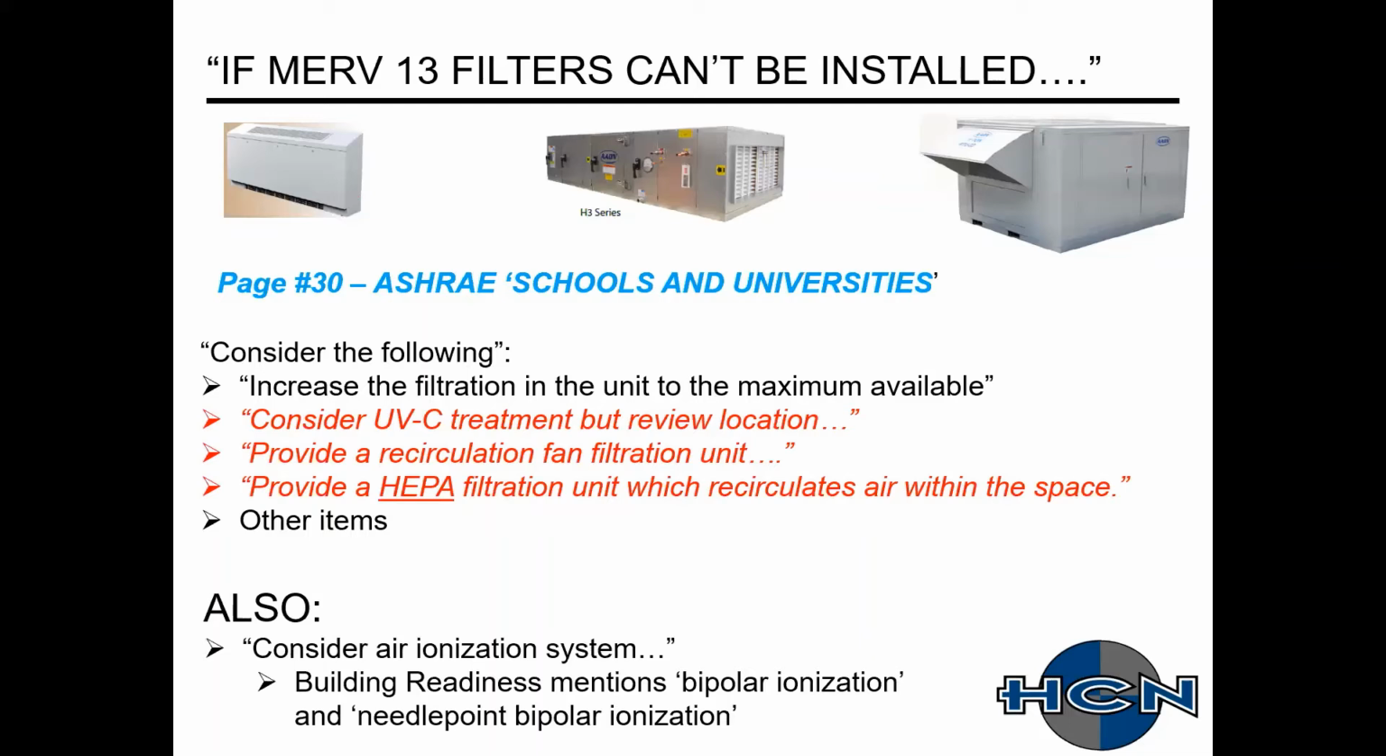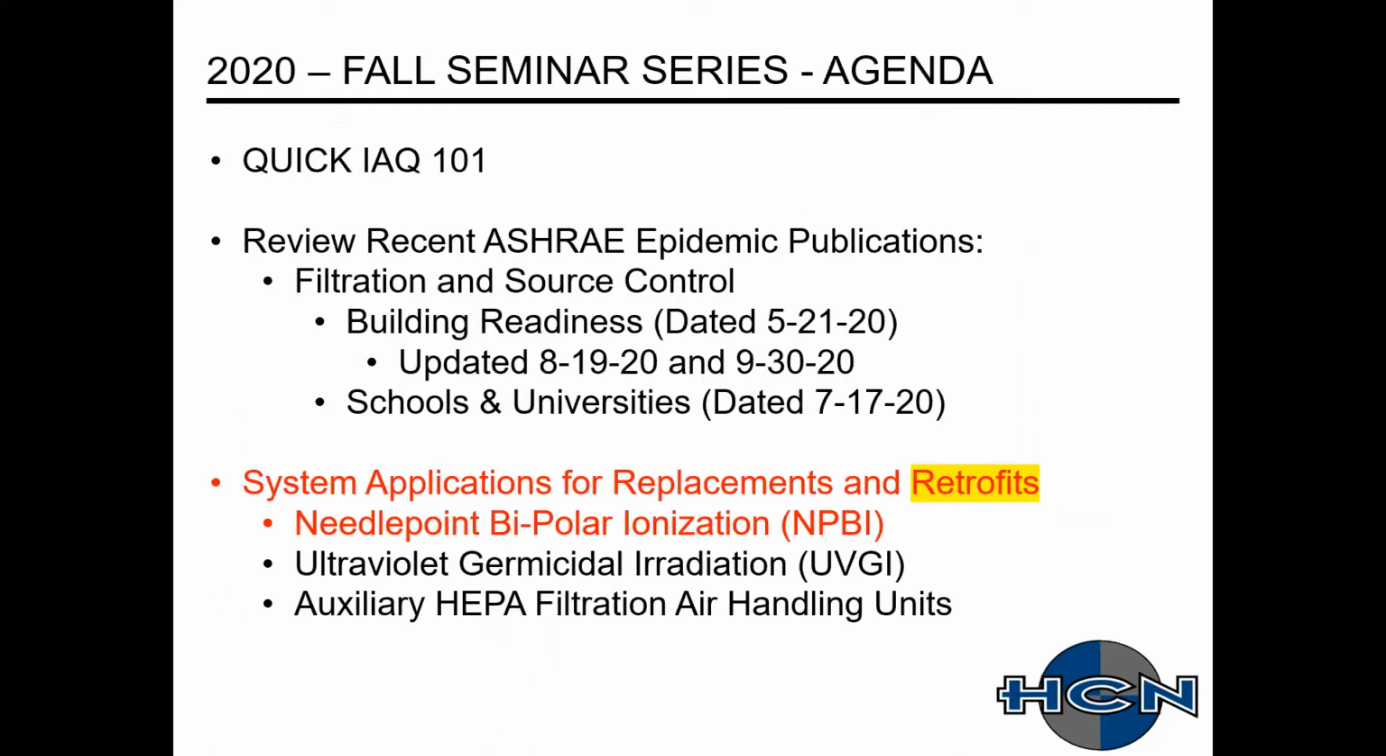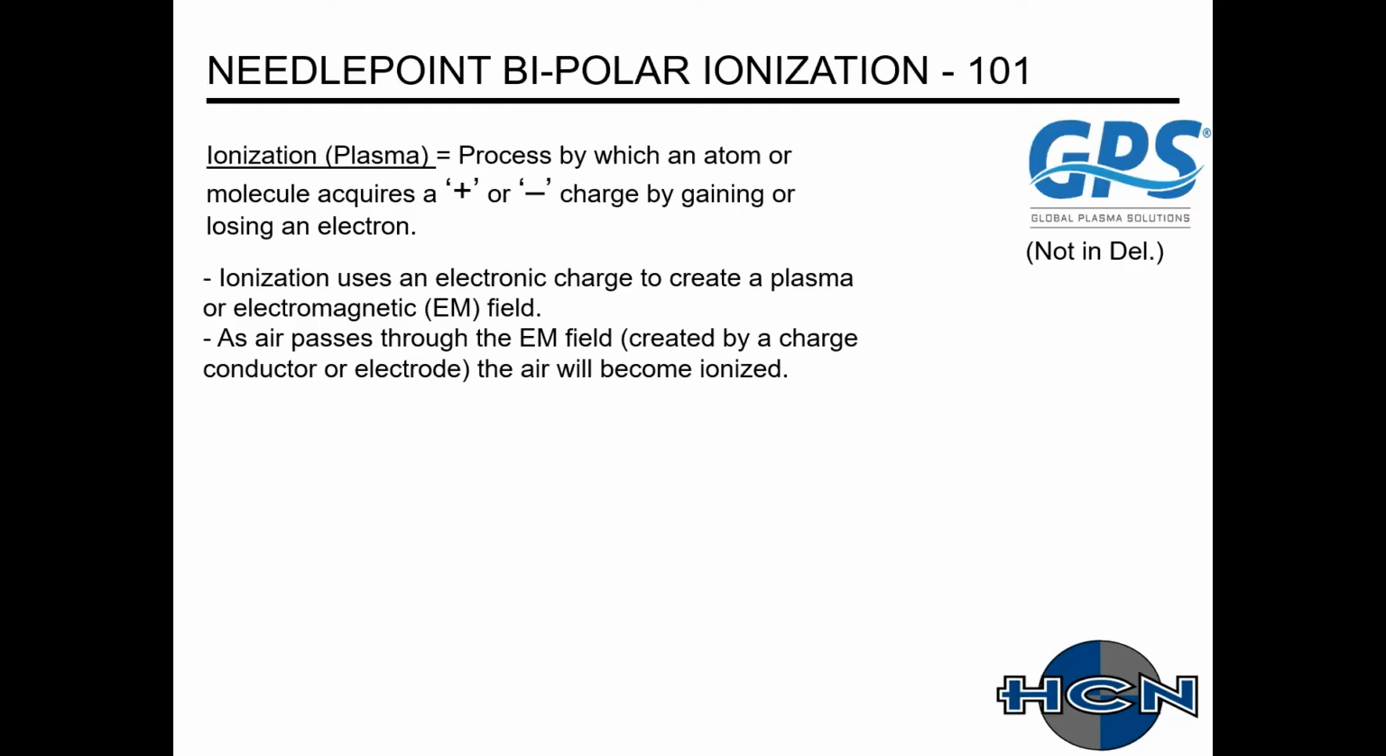Now in the building readiness, they mention the word bipolar ionization, and then they also mention needlepoint bipolar ionization. So now let's look at needlepoint bipolar ionization for how it can be applied to help satisfy the standard. Just information 101: ionization is a process by which an atom or molecule acquires a positive or negative charge by gaining or losing an electron. Ionization uses an electromagnetic charge to create an electromagnetic field, and as the air passes through that field, which has been created by the charge conductor, the air will become ionized.